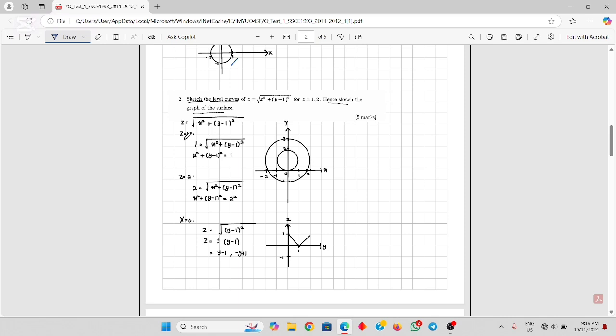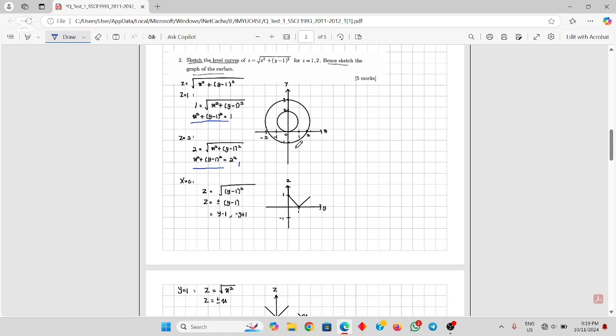So first of all, we substitute the value of z equal to 1 into the equation. So we will get this equation: x square plus (y minus 1) square equal to 1. When we substitute the value of 2, we'll get x square plus (y minus 1) square equal to 2 square, which is 4. And then when we sketch the circles, it will be just like this. This one has a radius of 1, and the larger circle has a radius of 2, and it touches the value of negative 1.